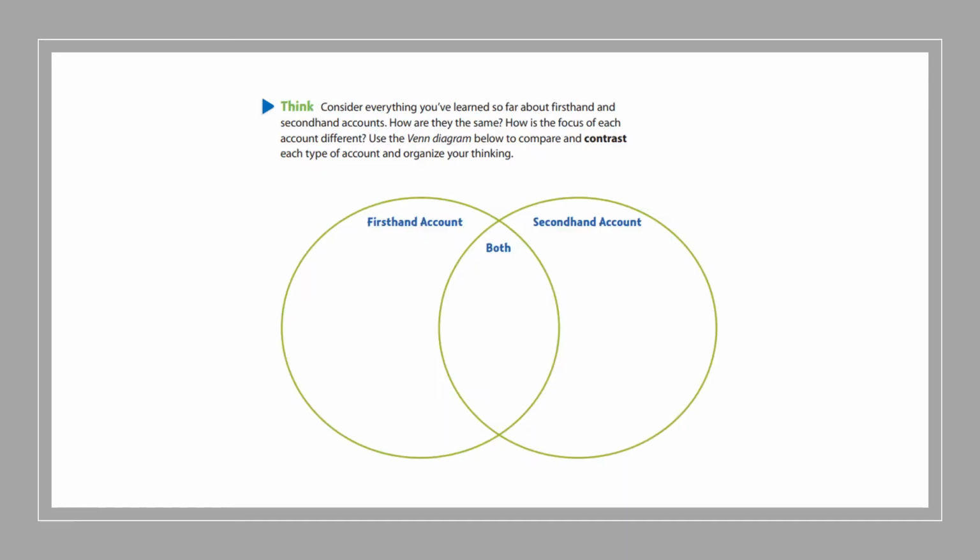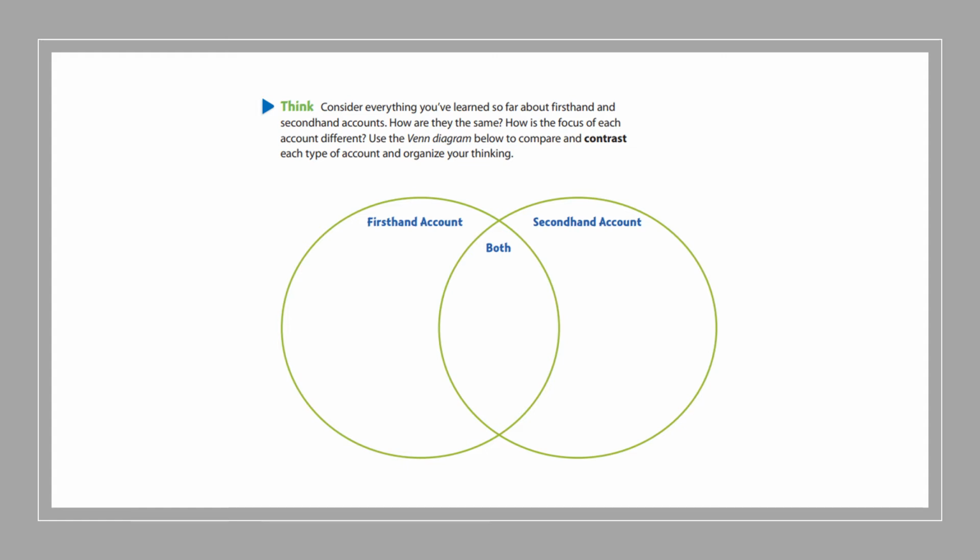Now on this page with the Venn diagram, I want us to consider everything we've learned so far, and we're going to write how they are the same and how they are different. So in the first-hand account, what makes a first-hand account a first-hand account? Well, I had two important words. Those two important words are it's going to be about thoughts and feelings of the person. Another important thing about a first-hand account is the person was at the event.